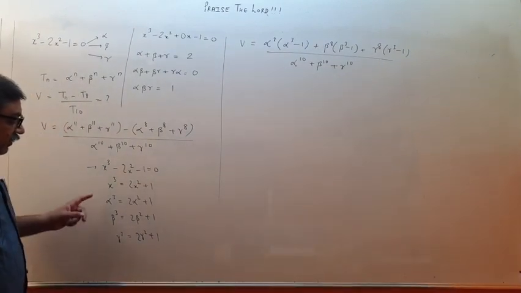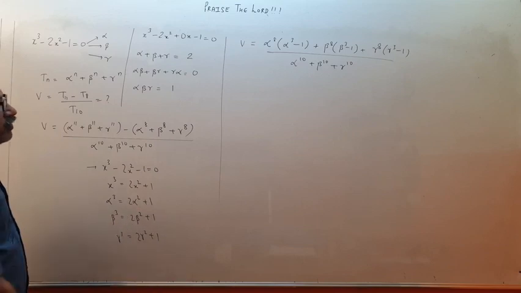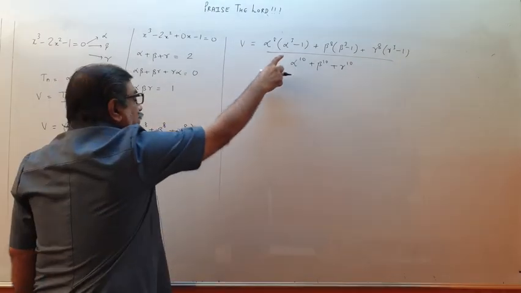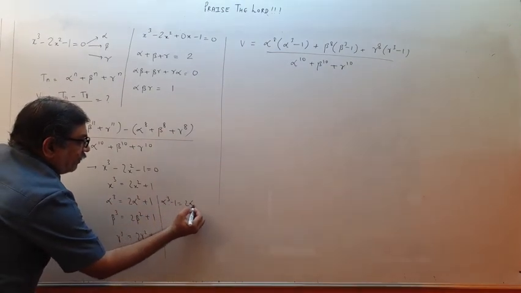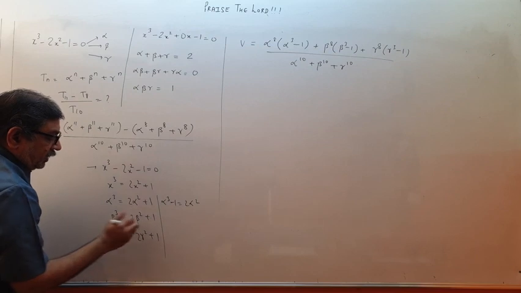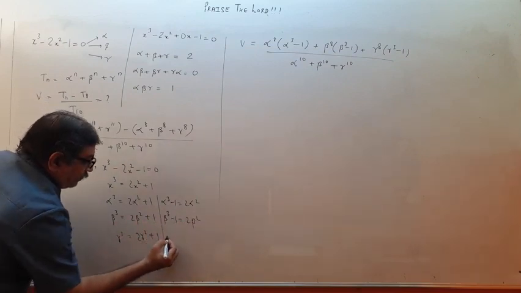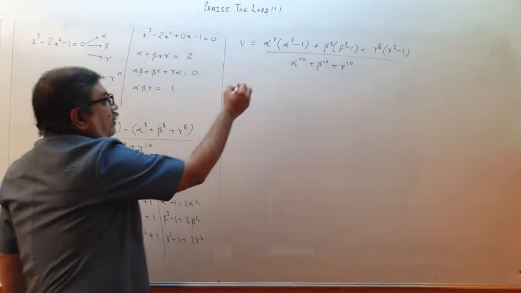So if I see from here, alpha cube will be 2 alpha square plus 1. Therefore alpha cube minus 1, see this one, that will be 2 alpha square. Then beta cube minus 1, that will be 2 beta square. And gamma cube minus 1 is 2 gamma square. Let me put it over here.